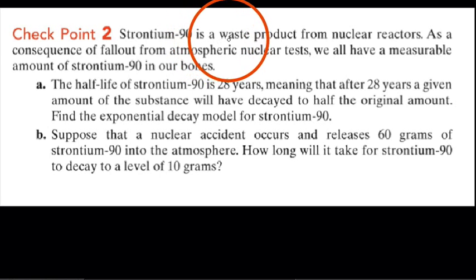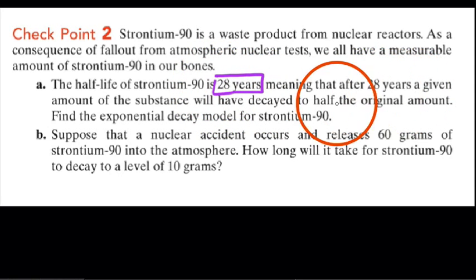It says strontium-90 is a waste product from nuclear reactors. As a consequence of fallout from atmospheric nuclear tests, we all have a measurable amount of strontium-90 in our bones. So here's the deal. It says that the half-life of strontium-90 is 28 years. We're going to put a box around this. Meaning that after 28 years, a given amount of a substance will have decayed to half of the original amount. So what we want to do is find the exponential decay model for strontium-90. So we want the model.